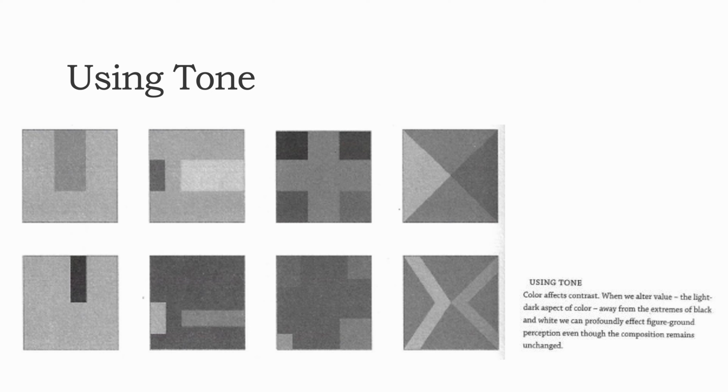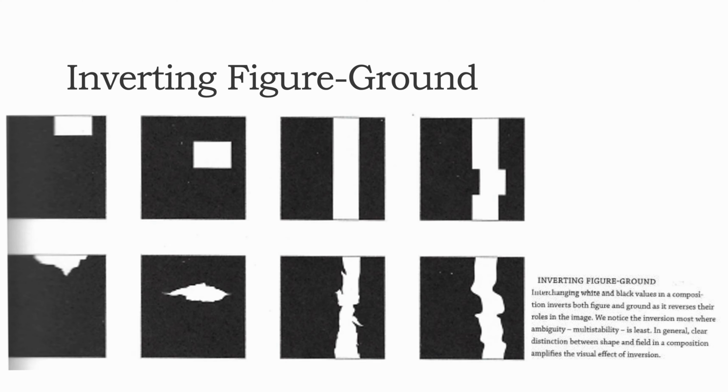Using tone, some sort of light to dark value, some sort of gray or black value, we're going to be able to have a lot more understanding of what might be happening within the figure and ground relationship. Inverting figure ground is going to define an entirely different relationship. Here it looks as if the black is the figure and the white is the ground, and it is being torn away or removed from the figure.